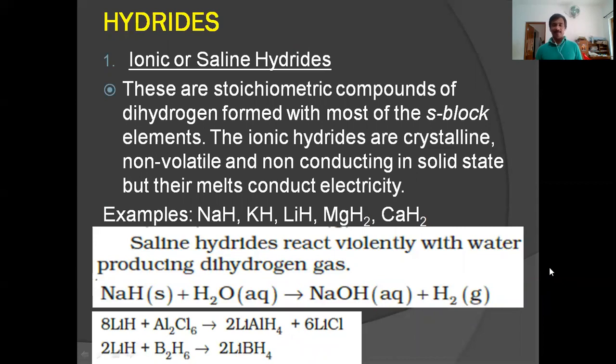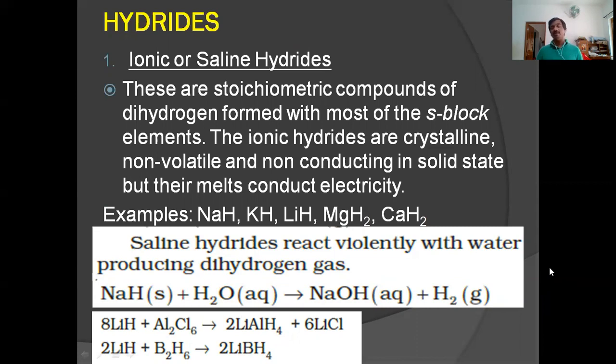Next, hydrides. There are three types of hydrides. What are hydrides? Compounds of hydrogen are known as hydrides. H2O is a hydride. Sodium hydride, the name itself is hydride. NH3 is a hydride. Hydrides are classified into three.